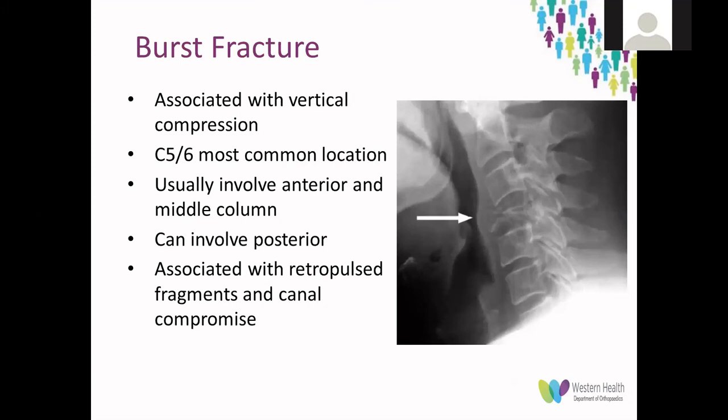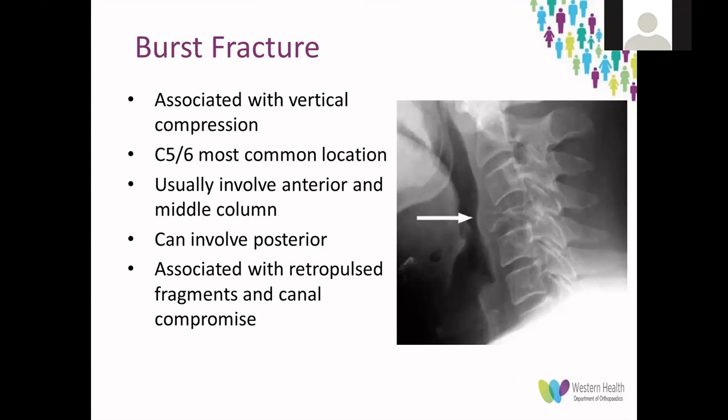Burst fractures, which we sometimes see lower in the L and T spines, are asked for opinions, but it can also occur in the C spine. I thought I'd include an X-ray with a large arrow, which I know is one of Mr. Harris's favourite things that the radiologists do, to point out the fractures when we can't quite pick them up. So they're associated with vertical compression. C5, C6 is the most common, like I said.